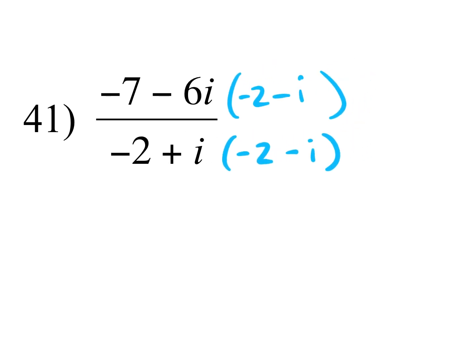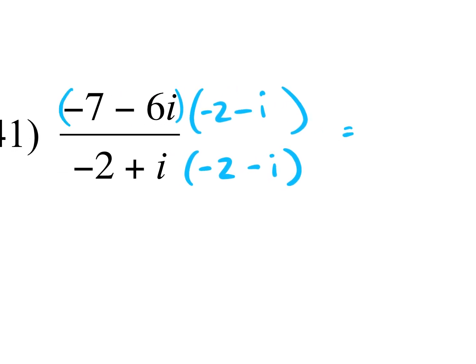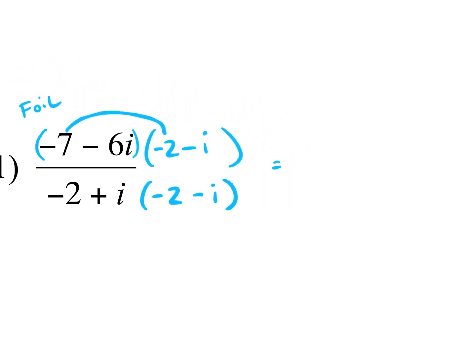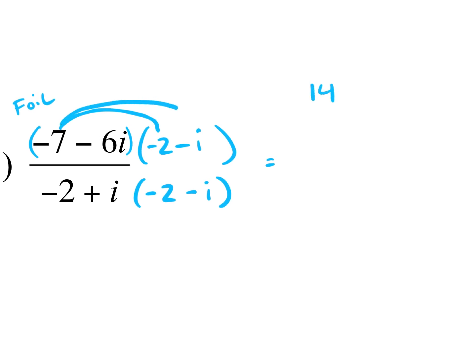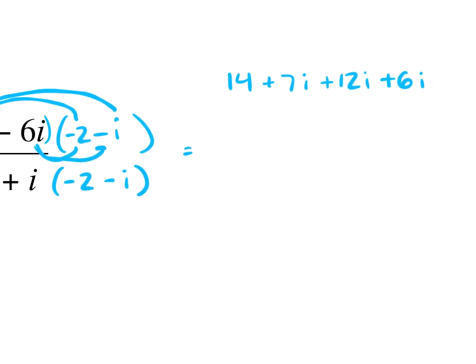Do you want to multiply out the top first or the bottom? Let's do the top. How do I multiply the tops together? FOIL. So our first would be 14. The outer would be plus 7i. The inner would be plus 12i. And then the last would be plus 6i squared. Let's simplify this a little bit more. What do we do when we see an i squared? Make it a negative 1, so it changes it to negative 6.